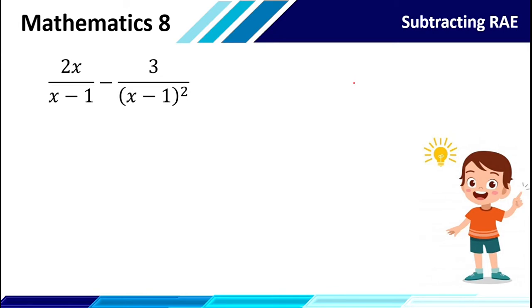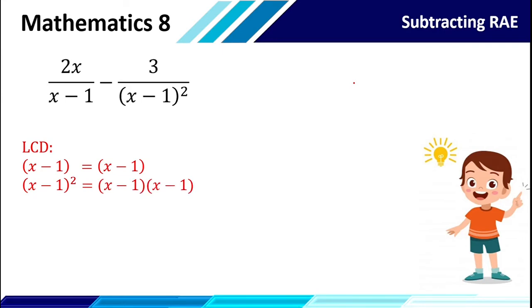Another example is 2x over x minus 1 minus 3 all over x minus 1 squared. So the first thing that you need to do here is to get the LCD of x minus 1 and x minus 1 squared. We know that the factors of x minus 1 are 1 and x minus 1 itself. And the factors of x minus 1 squared are x minus 1 times the quantity of x minus 1.